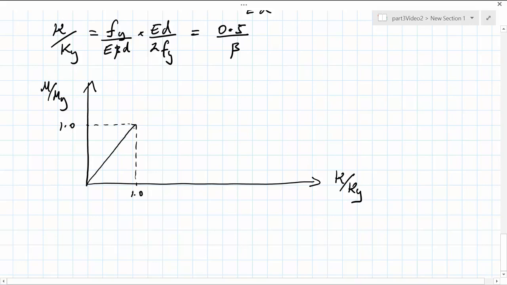Up to this point, the section is elastic. Then yielding commences, and eventually a full plastic section is reached, whereby M over My is equal to 1.5. And this curved section, M over My, is given by 3 over 2 minus 2 times beta squared.